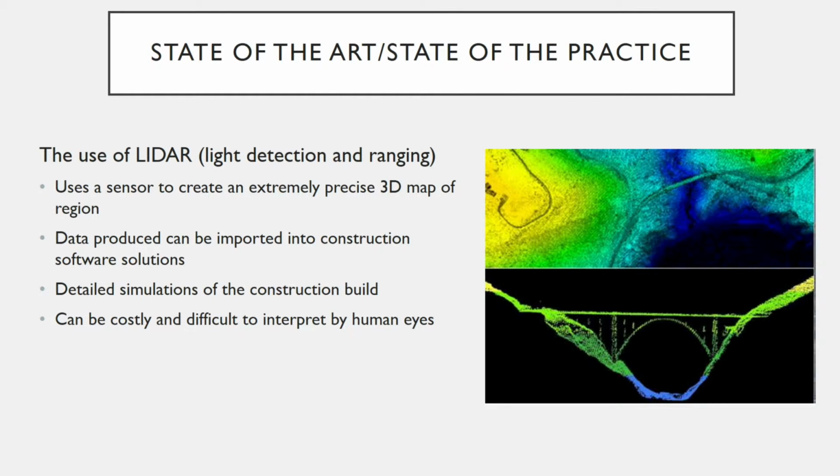For LiDAR, it uses a sensor to detect geographic features from above, creating an extremely precise 3D map of the region. Due to the way that the technology works, aerial LiDAR can cut through things such as bush and vegetation to properly map the ground. This is ideal for environments that have a significant amount of overgrowth, as otherwise the construction company may not be able to plan ahead for the terrain that is there. The data produced by LiDAR can be imported directly into construction and architectural software solutions. However, it could be costly and difficult to interpret.